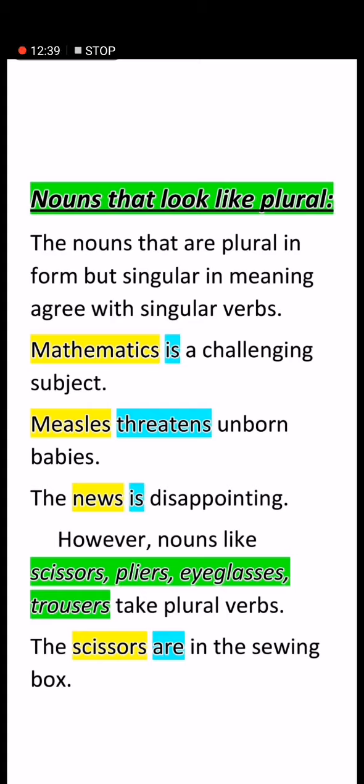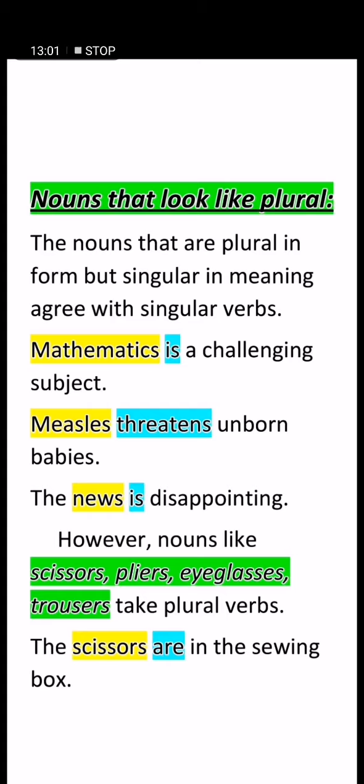Some nouns look like plurals. The nouns that are plural in form but singular in meaning agree with singular verbs. Mathematics is a challenging subject. Measles threatens unborn babies. The news is disappointing.